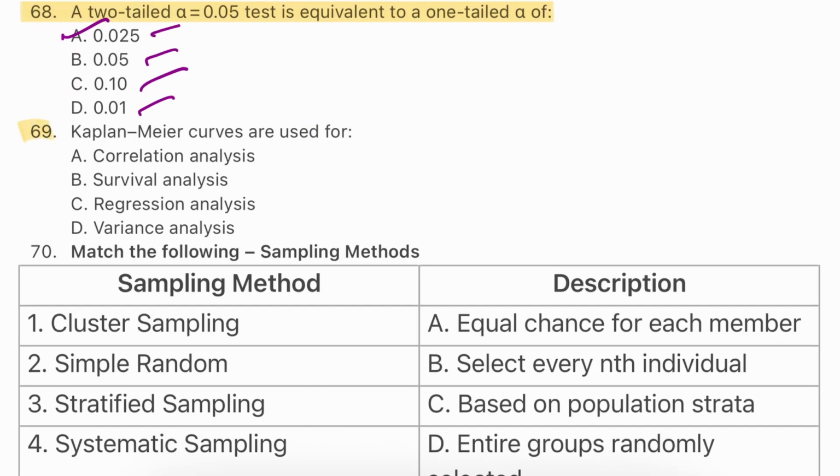Question number 69. Kaplan-Meier curves are used for correlation analysis, survival analysis, regression analysis, variance analysis. The answer is B. Survival analysis. Kaplan-Meier estimates survival probability over time.